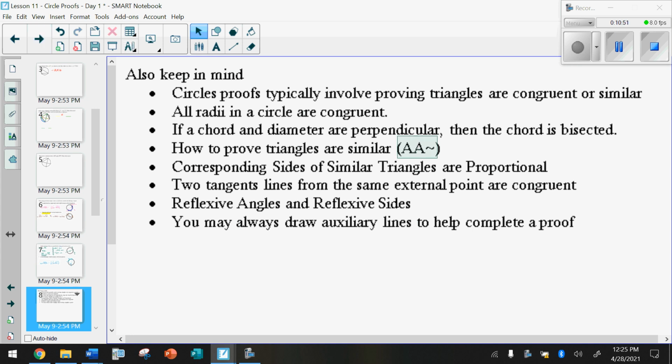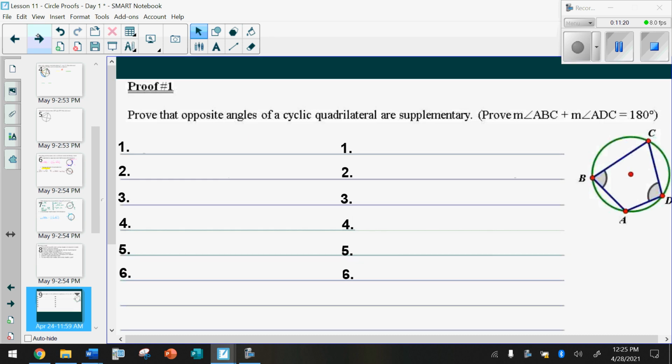Proving triangles similar, remember, is angle-angle similarity. Corresponding sides of similar triangles are proportional. That's your CSSTP. One of the rules we did in lesson 10, two tangents from the same external point are congruent. We can still use reflexive sides, reflexive angles, so the reflexive property is still in play. And we might have to draw in auxiliary lines sometimes. All that stuff that we have done in the past is still live and in play.